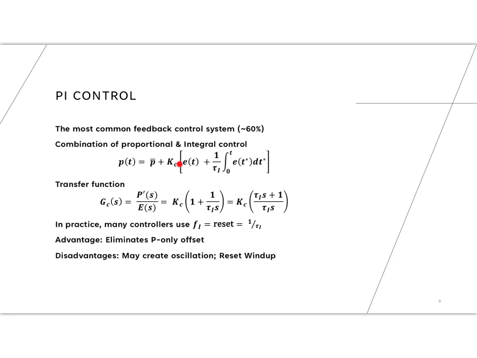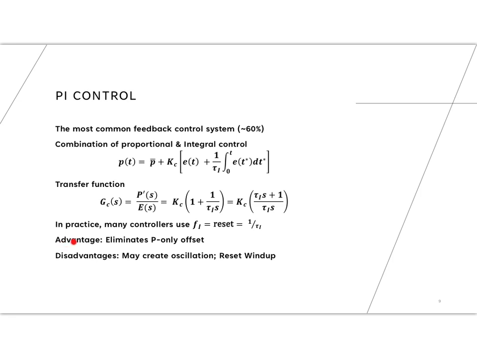I said that a lot of times people use the reciprocal of Kc and call it proportional band. They also will talk about something where that 1 over tau I, they're going to call it the reset, sometimes the reset rate. It's going to have units of 1 over time.